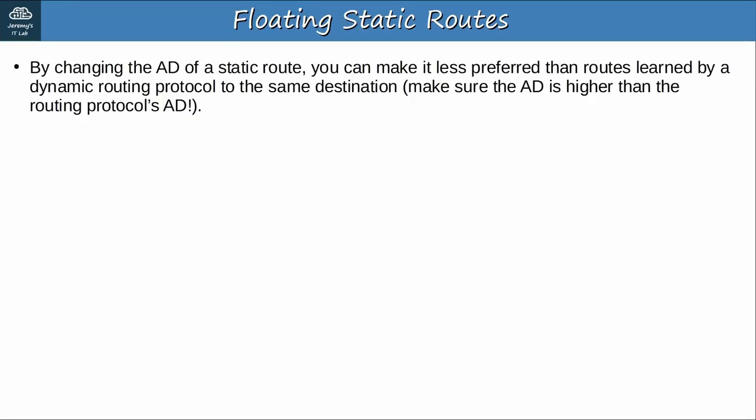By changing the AD of a static route, you can make it less preferred than routes learned by a dynamic routing protocol to the same destination. But you have to make sure that the static route's AD is higher than the routing protocol's AD, or else the static route will still be preferred. This kind of static route is called a floating static route.